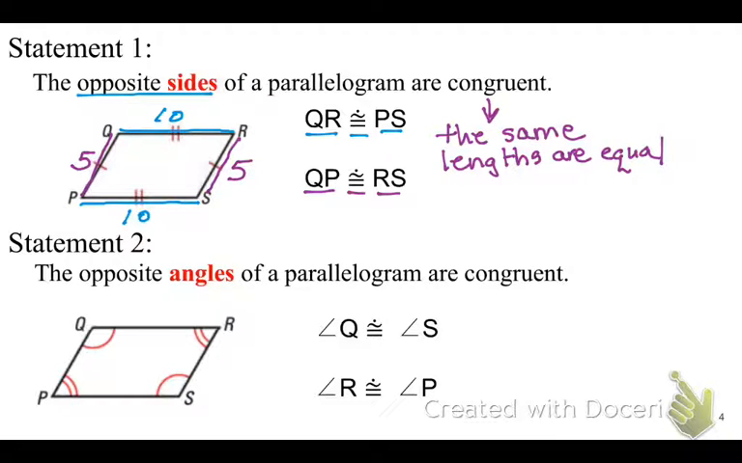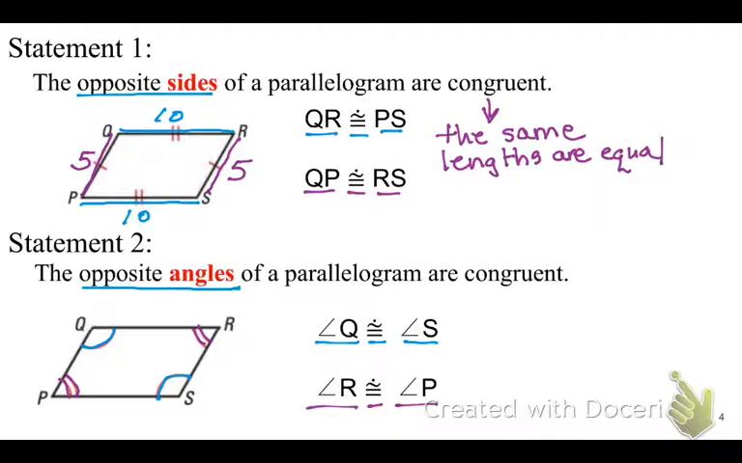So what works with sides in this case is also good with angles. So the opposite angles of a parallelogram are congruent. So here angle Q is congruent to angle S. Okay. And then changing colors. Angle P is congruent to angle R. Okay. So both the opposite sides and the opposite angles of a parallelogram are congruent.